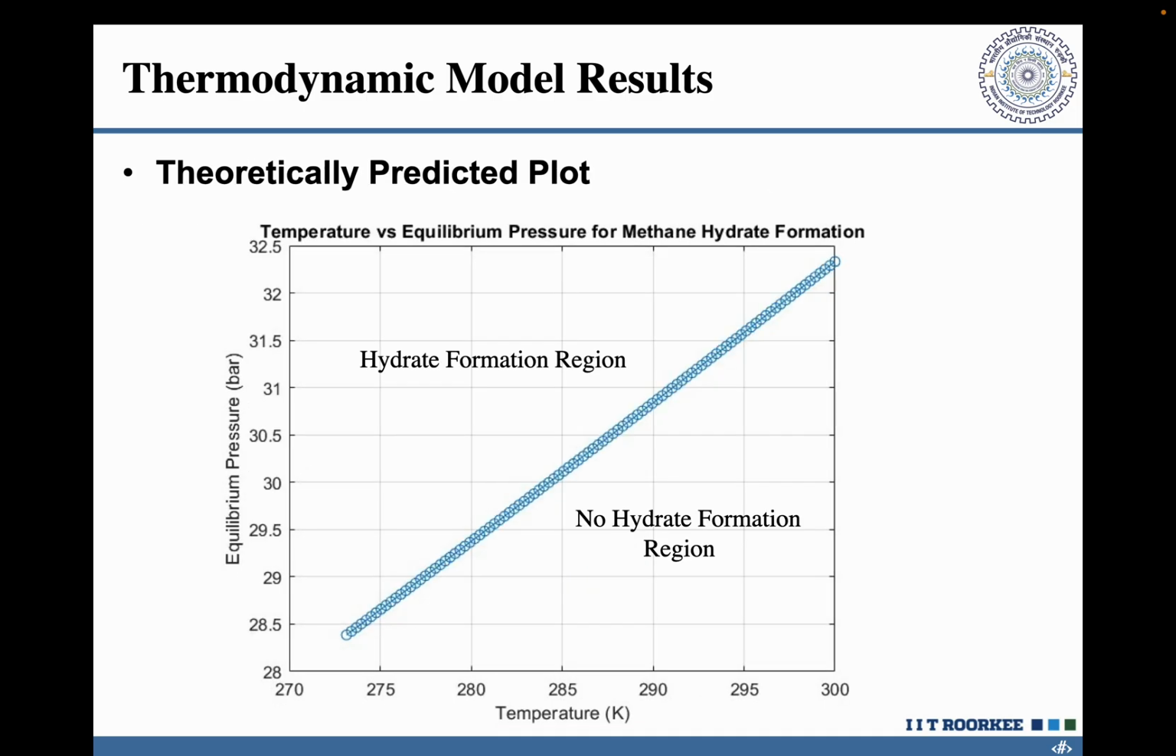The region below the line suggests that no hydrate formation will take place. This is a three-phase line, which means there is hydrate, there is methane, and there is liquid water, because it is about 273 kelvin. And no hydrates will be formed below this line, and above this line, the hydrate formation region will take place.